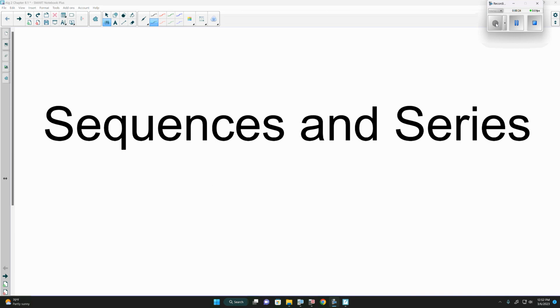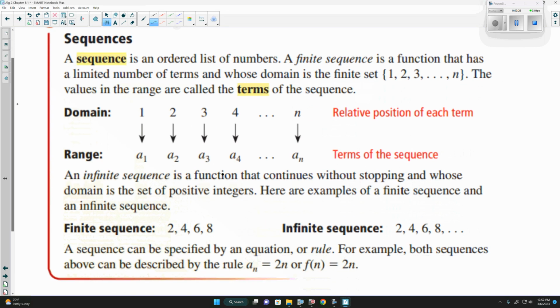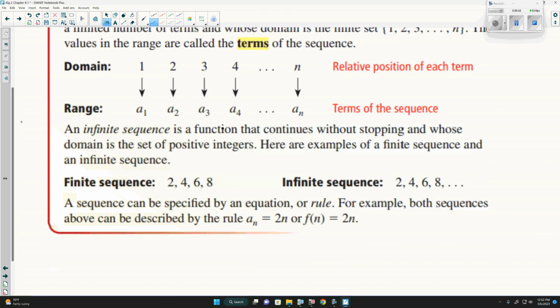Now, sequences and series is what we're looking at today. A sequence is an ordered list of numbers. A finite sequence has a limited number of terms. There's only a certain number to them. So finite, so 1, 2, 3, all the way to n, whatever the nth term is, would be a finite sequence. We call it infinite if it doesn't end. It just continues on forever. So a finite sequence, 2, 4, 6, or infinite 2, 4, 6, 8, and it just continues on forever.